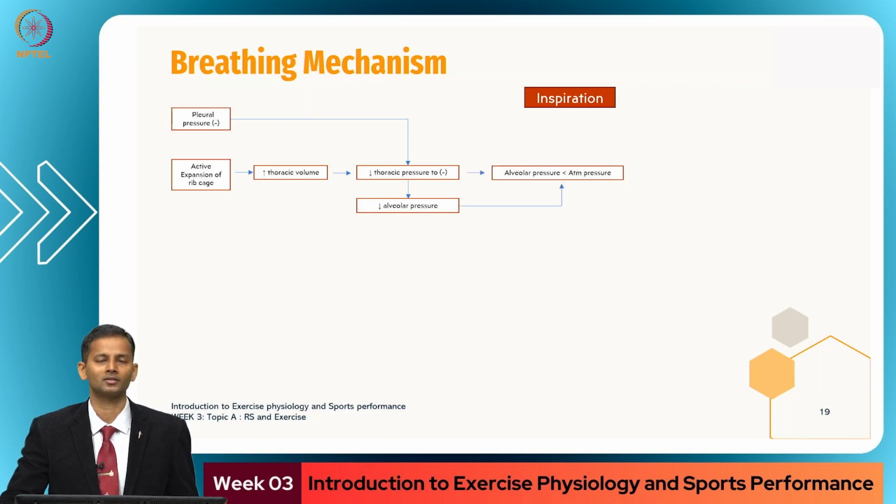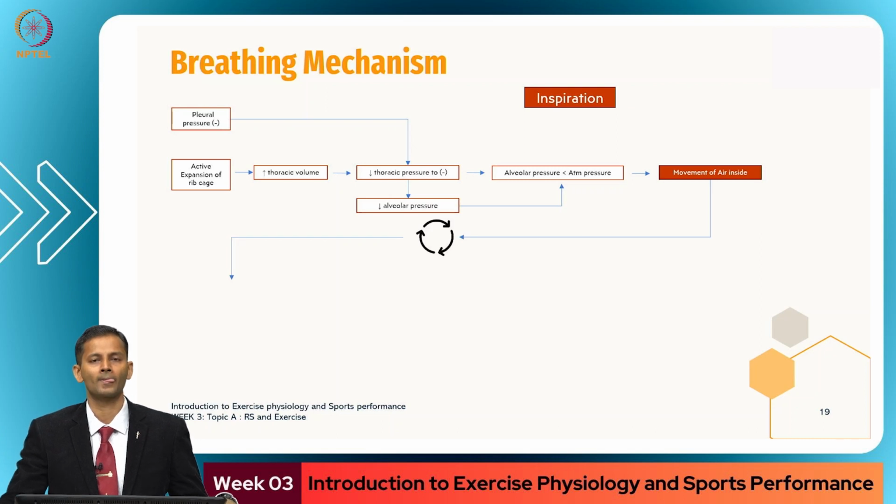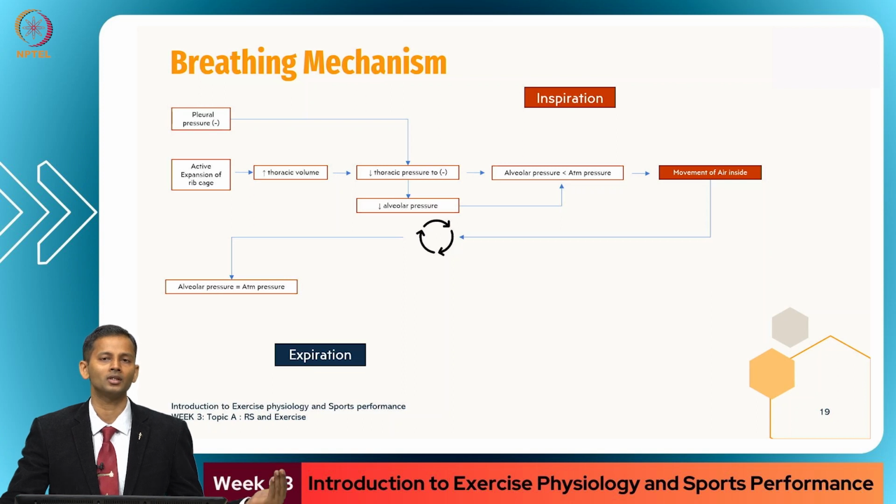Whenever the pressure decreases, there is movement of the air or the molecules to neutralize this pressure. So to neutralize this, the alveolar pressure is now lesser than the atmospheric pressure. So there is movement of air from outside into the lungs. That's how you have movement of air inside. As the air enters from the external environment to the lungs, gaseous exchange happens. Gradually the pressure between the atmospheric pressure and the alveolar pressure normalizes.